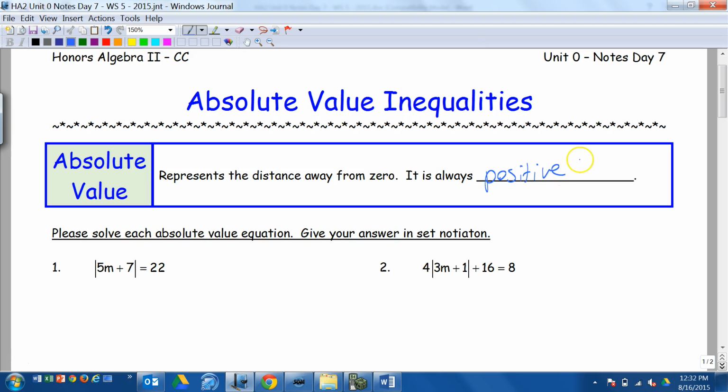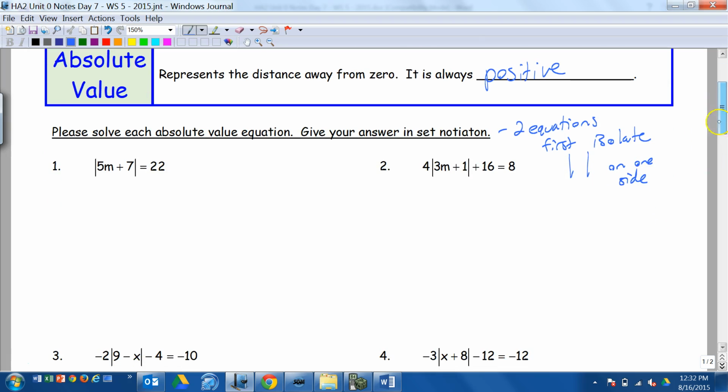Okay? Now, when you solve this, it says please solve each absolute value equation and then give your answer in set notation. Well, we are going to do that. When you solve these, you get two equations, usually, and you want to first isolate the absolute value on one side. Okay? So if we look at number one, it is just the absolute value of something equals 22.